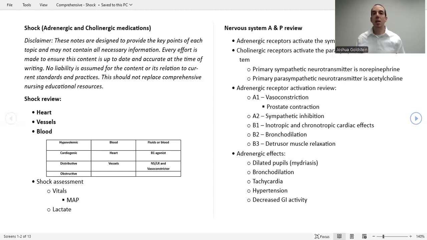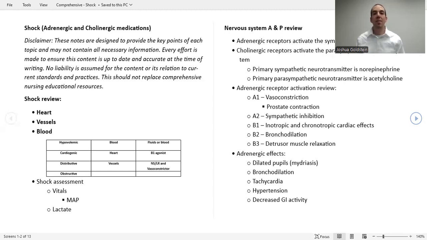So now let's move into a little bit more of A and P before we get to pharmacology. So let's talk a little bit about adrenergic and cholinergic. These are 2 different receptors. Adrenergic are the receptors of the sympathetic system. Cholinergic are receptors of the parasympathetic system. The primary neurotransmitter of the sympathetic system is going to be norepinephrine, and of the parasympathetic system is going to be acetylcholine. Let's do a quick review of the different receptors. Again, this is very relevant to the pharmacology we're about to get into.